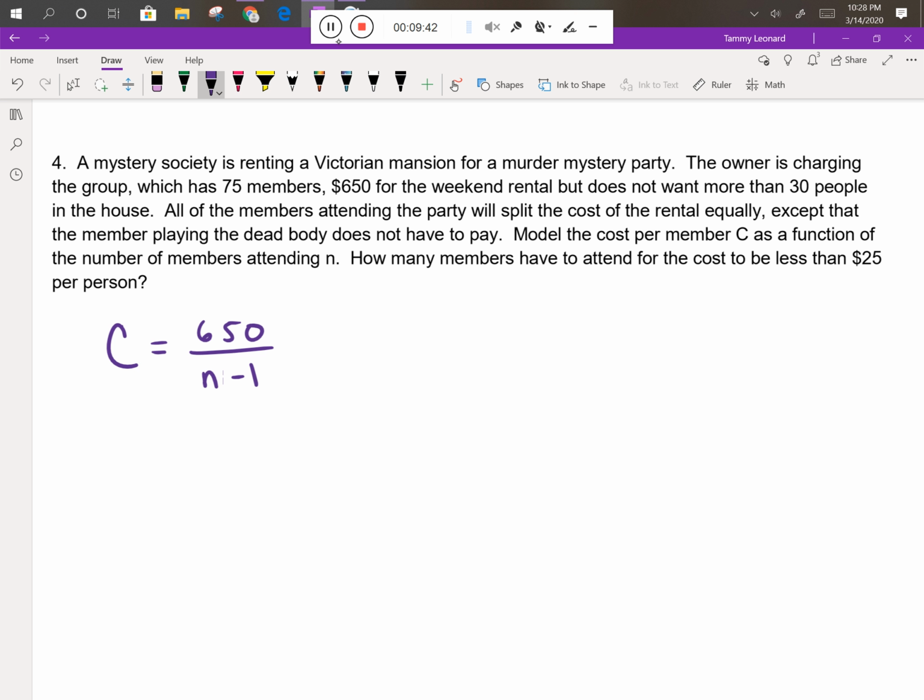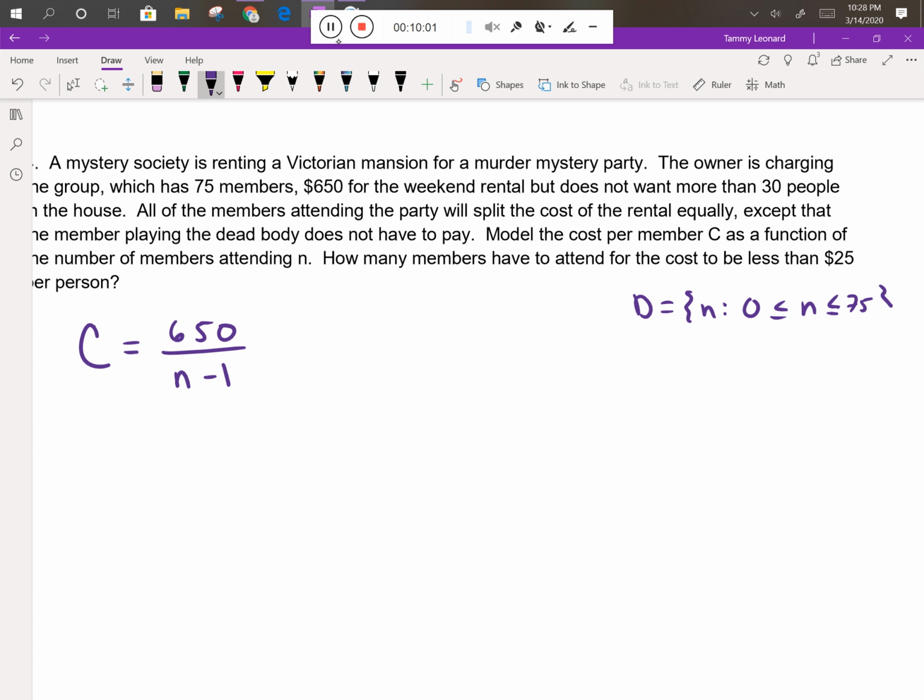So if I'm thinking about the domain here, right, nobody could go. Oops, my domain is going to be based on N. N is somewhere between, 0 is less than or equal to N, which is less than or equal to 75 from the perspective of the group. But notice, the person who's renting out this home says, nope, 75 is too many. That's not actually the max on my domain. The max is 30. I can't have more than 30 people going.